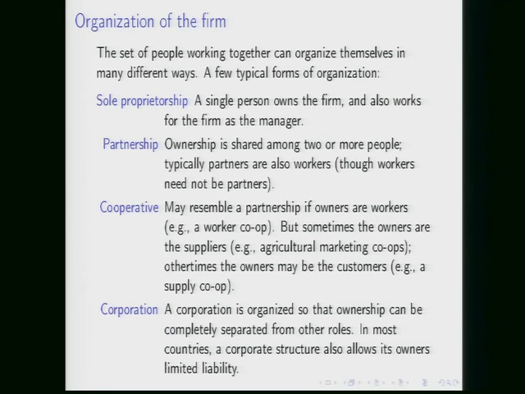So even a single person operating to produce something isn't really a person. They're still a firm, and they're treated differently. The income from that firm is treated differently than, say, the labor earnings for that person would be.